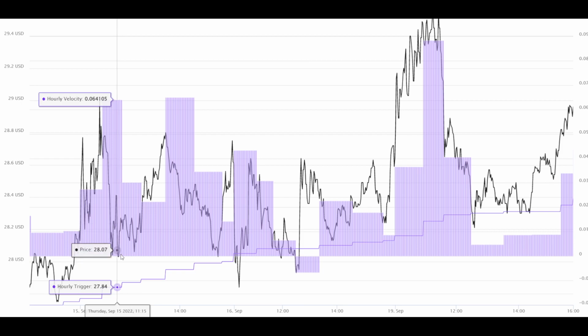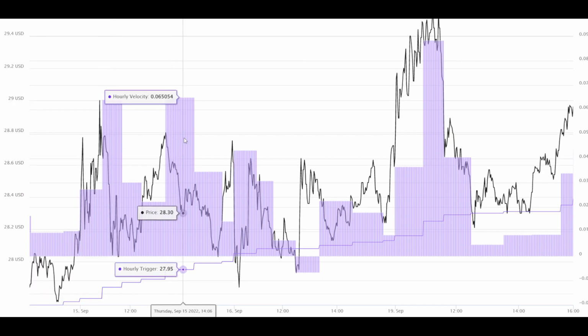And you can always have a stop loss right below the hourly trigger, in case it's one of the 1 out of 10 times where the hourly trigger won't hold as support. But with statistics and back testing on your side, you can almost be assured that every time you have solid hourly velocity, when price comes down to test the hourly trigger, it's going to bounce. So we had that right here.